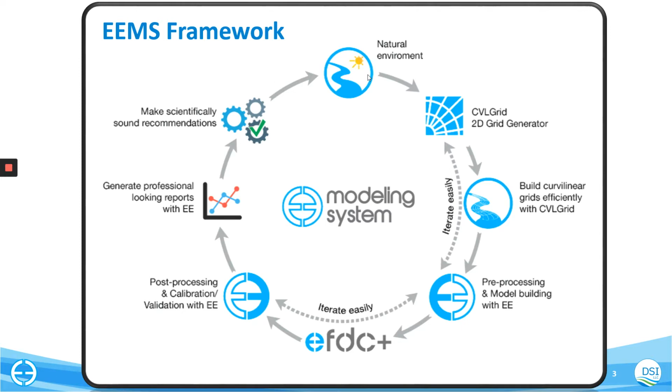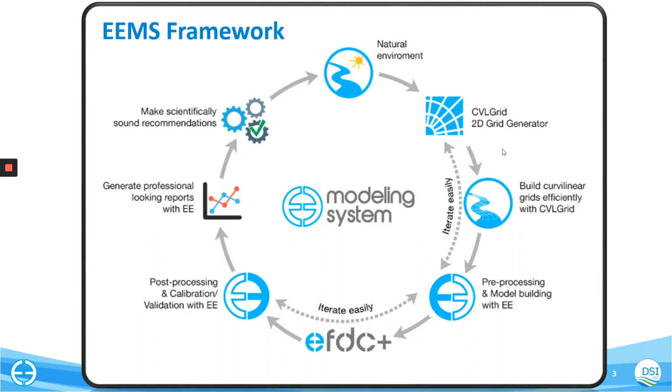To develop a model for this natural environment, we have to divide this physical structure or physical feature into small grids. That gridding is done using the software CVL Grid. It's a two-dimensional grid generator. What this process does is it divides the river or the lake or the coastal system into smaller grids, and those grids can then be simulated in EFDC Plus. CVL Grid can be used to build curvilinear grids that are used for more complicated physical systems, and I will show a couple of examples of that later on.